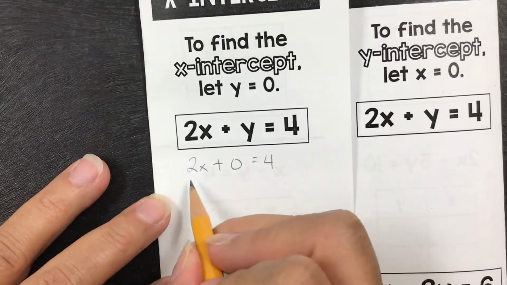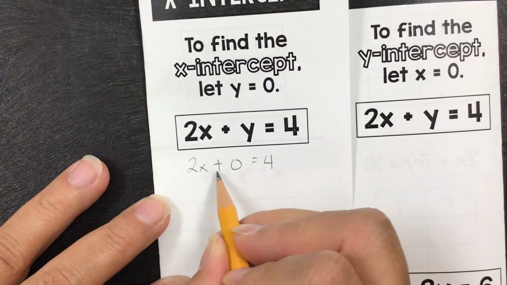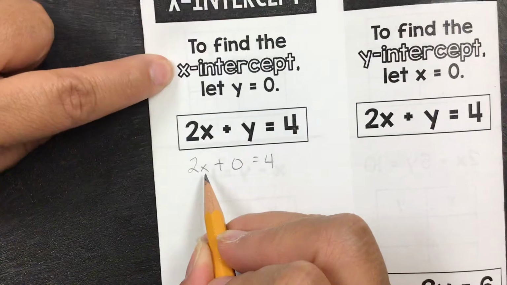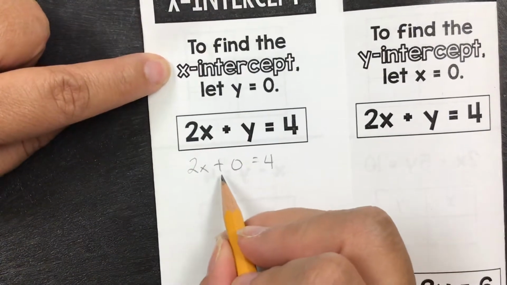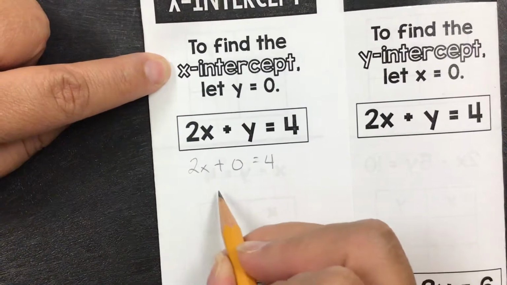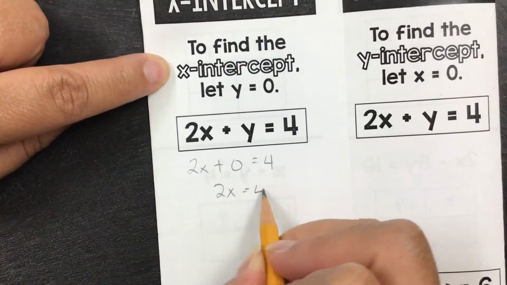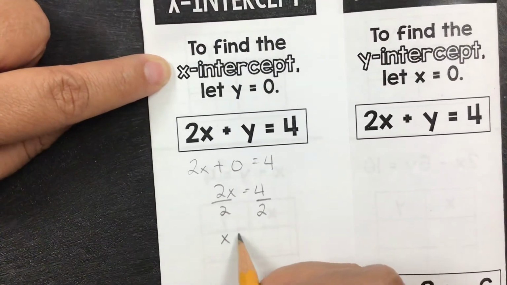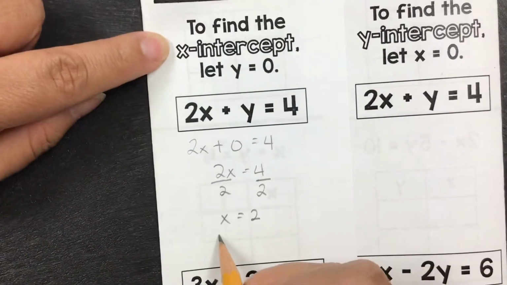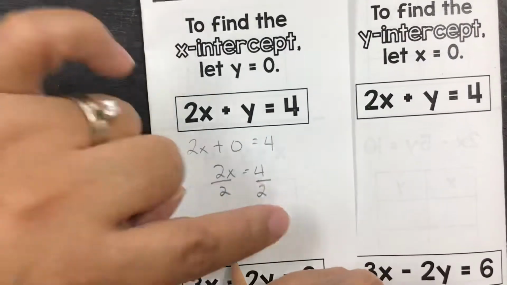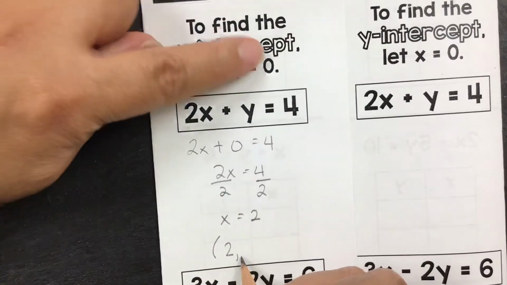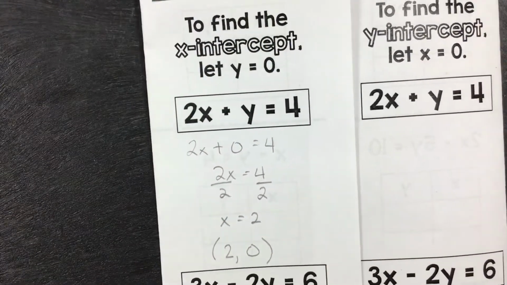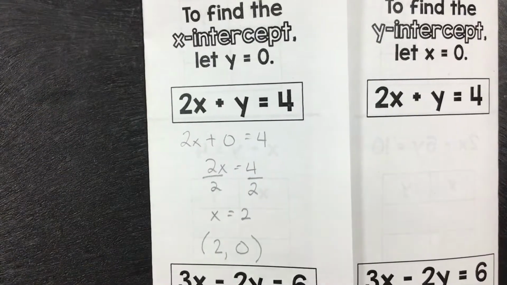And that means that you have 2x plus 0 is equal to 4, and you're looking for an x to make it an x-intercept. 2x plus 0 is equal to 4 is just 2x equals 4. Then you divide by 2. X is equal to 2, making your point (2, 0), because that's your x value, and 0, that point on the x-axis, to be the x-intercept.